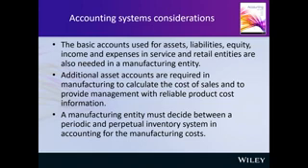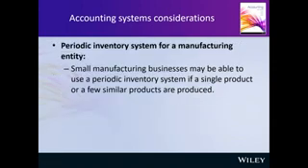So a manufacturing entity must decide between a periodic and perpetual inventory system in accounting for manufacturing costs. This is what we did before, whether you're going to use a periodic or perpetual inventory system. We did discuss that during AQ 101. What is periodic? A small manufacturing business may be able to use a periodic inventory system. We don't keep track of any increase or decrease in the inventory. We do a stock take at the end of the accounting period to determine the balance of your inventory. So this is periodic.